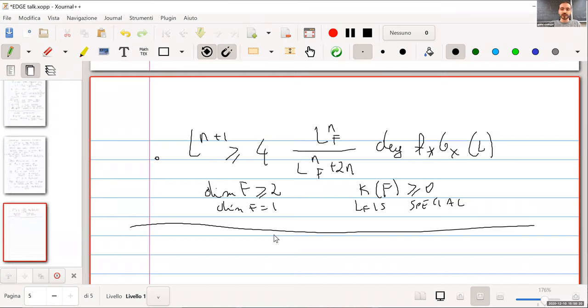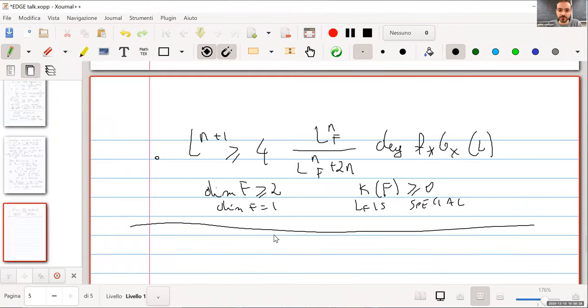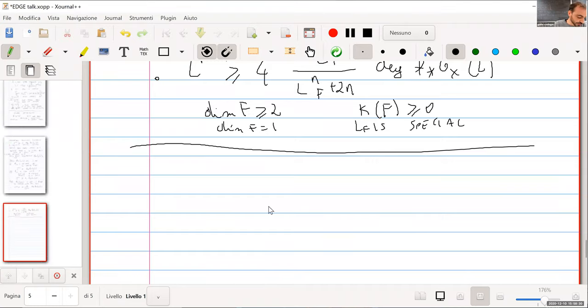These are the results. We are not the first, as I said before, to prove similar results. If you go into the literature, you will find tons of inequalities like this, but let me mention some of them. So Xiao was the first one, in '87, I think, who did the case N equal to one and L equal to chi X.